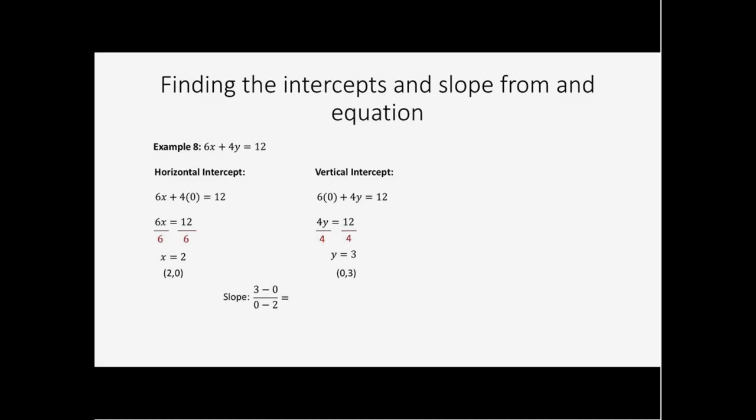So if I do rise over run, I would have 3 minus 0 over 0 minus 2. Again, that's that formula that we've seen before. I subtract the 2, I'm left with 3 is equal to negative 2.